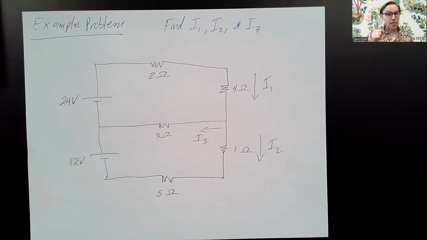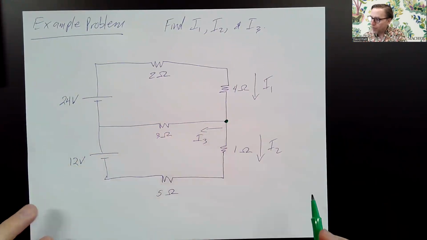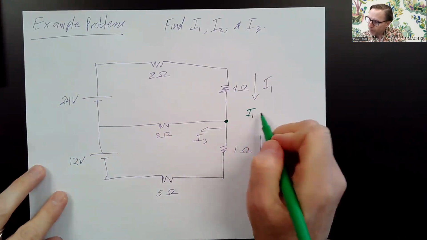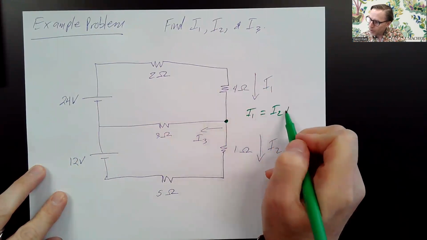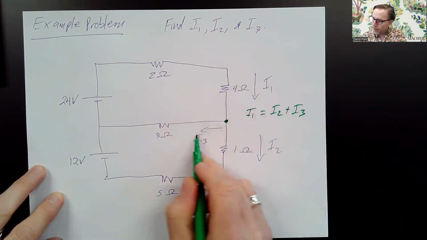And hopefully now you're back. If you haven't pressed pause yet, press pause and do that. But so here's what I'm going to write for my junction equation. I'm going to write I1, which is the current in, equals I2 plus I3, the current's out.